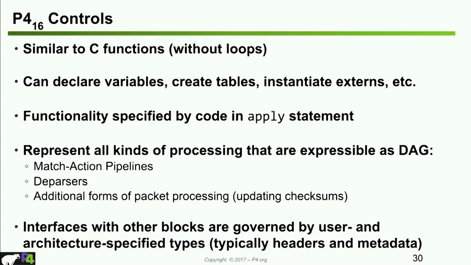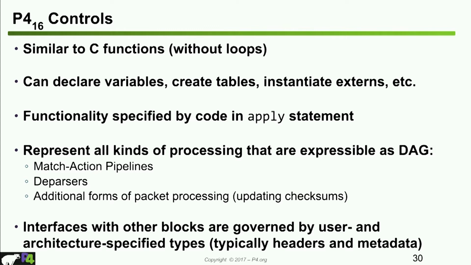With P4_16, let's talk about controls now. Controls are the other P4 programmable elements in an architecture. They're very similar to C functions, but they don't have loops. In controls, you can declare your variables, create your tables, instantiate externs, etc. This is where the control flow of the control blocks is specified, within the apply statement. When I'm reading control blocks, I like to start with the apply statement.